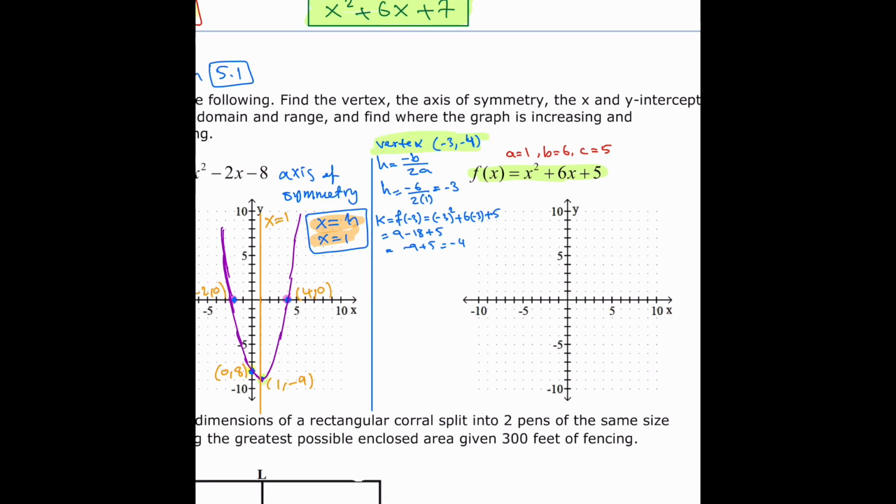The next step is to find the axis of symmetry. The axis of symmetry, x is equal to h, which is in this case negative 3. So this is the axis of symmetry.